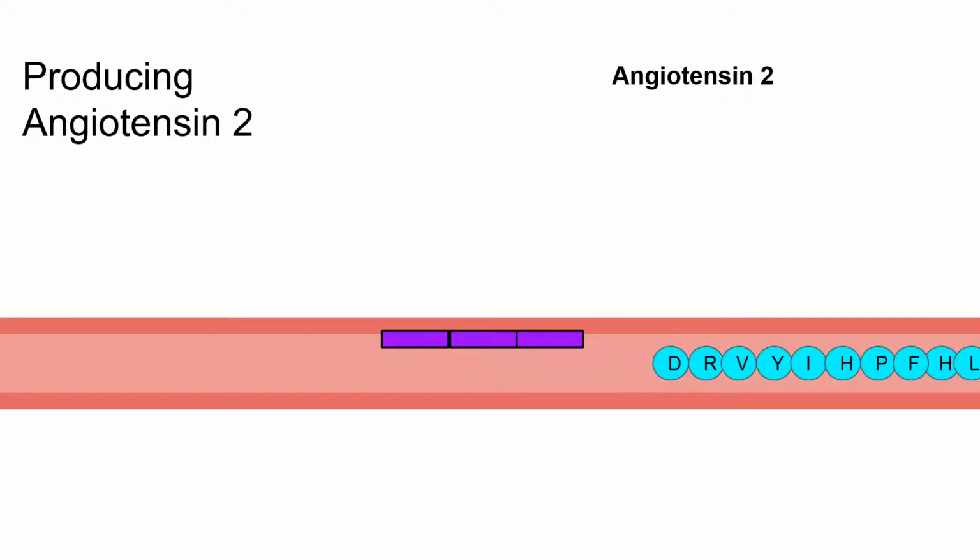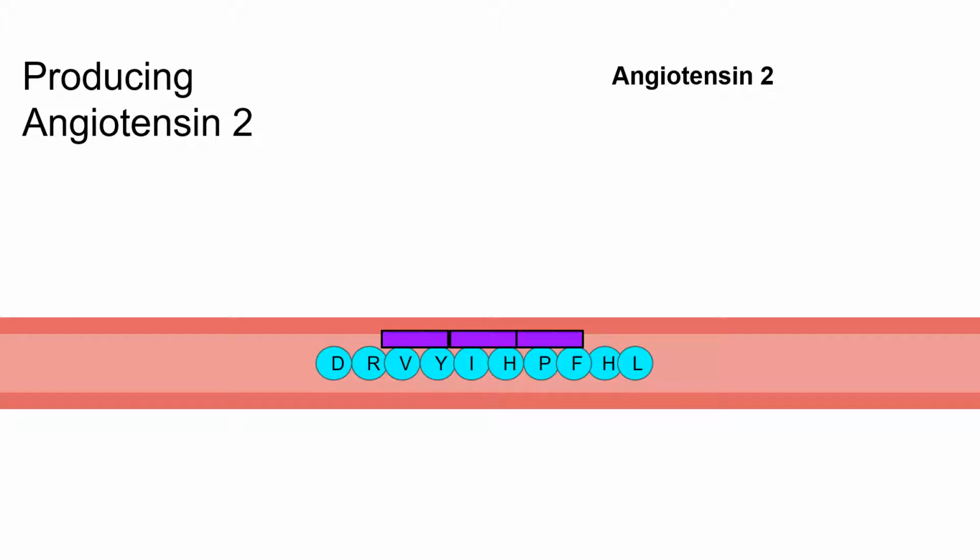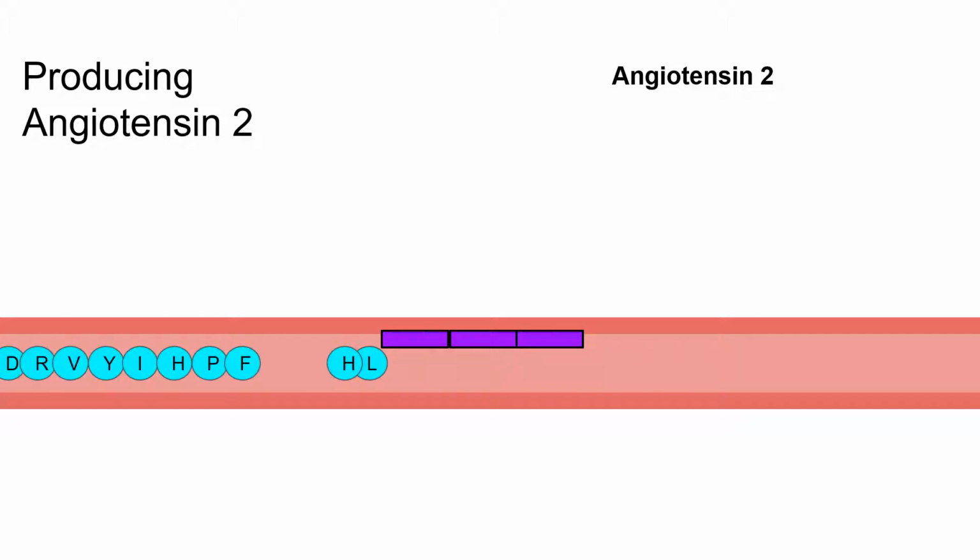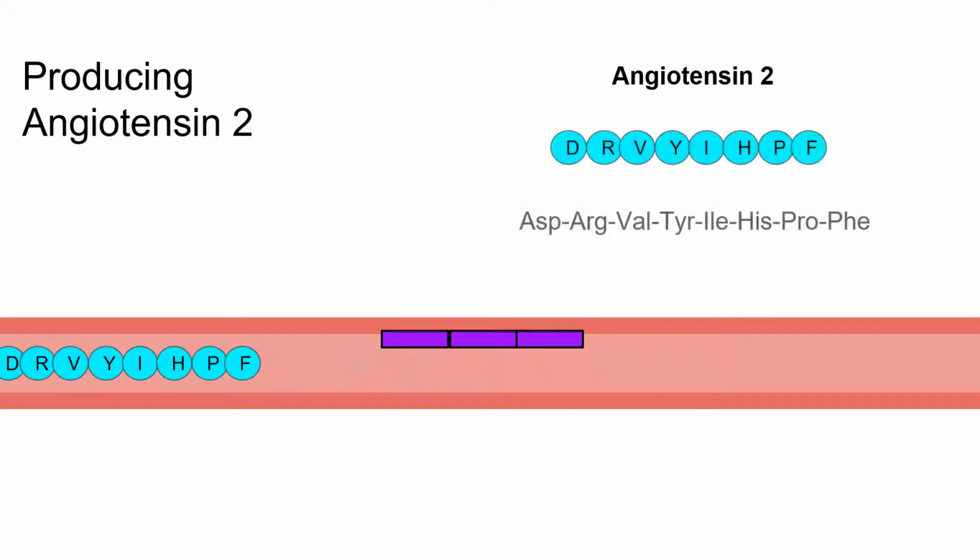Angiotensin I continues to float through the bloodstream until it encounters ACE, which is an angiotensin converting enzyme. ACE cleaves off 2 amino acids from angiotensin I, resulting in fully active angiotensin II, which can now exert its effects on systems throughout the body.